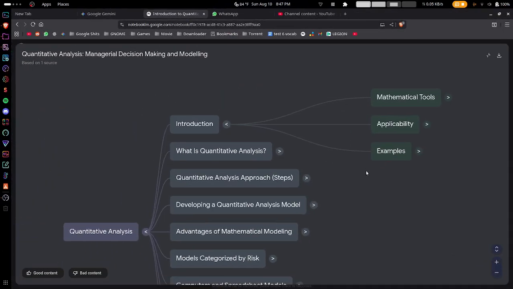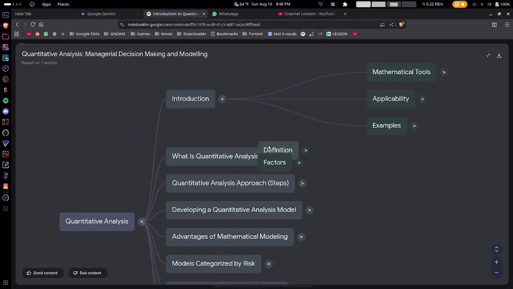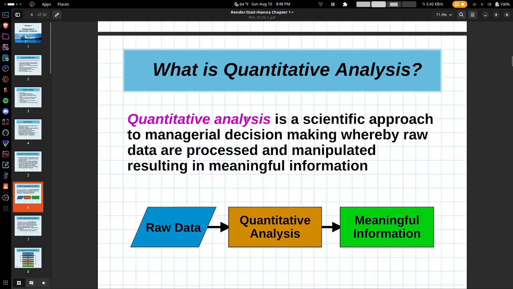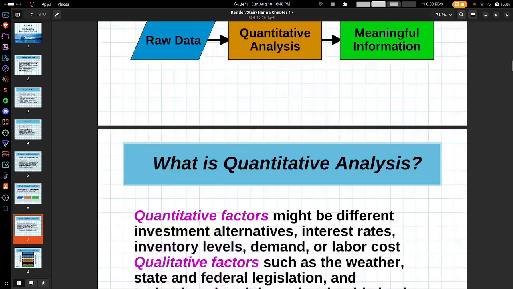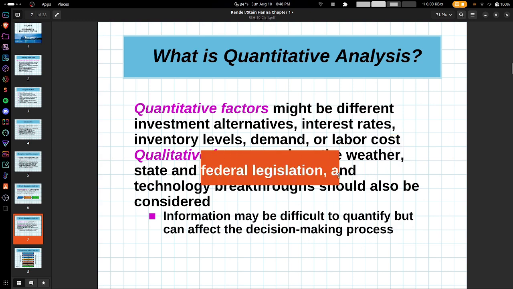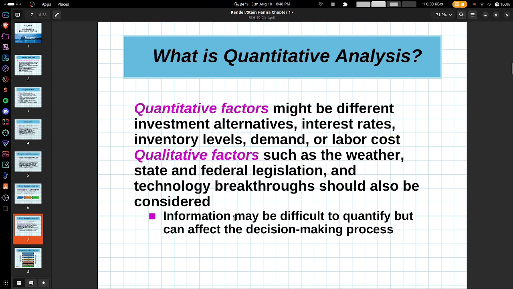Now, what is quantitative analysis? There is a definition and factors. The definition says it is a scientific approach to managerial decision making whereby raw data are processed and manipulated, resulting in meaningful information. So raw data, then quantitative analysis, then it becomes meaningful. Also, there are qualitative factors like different investment alternatives, interest rates, and inventory levels. These are the factors. Also, there are weather, fertilization, state, etc.